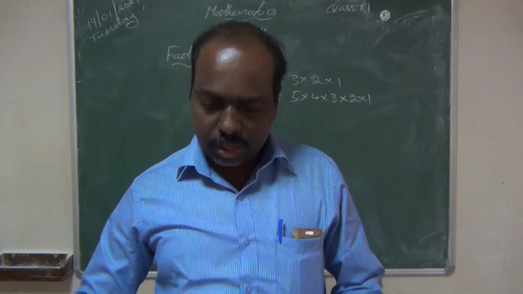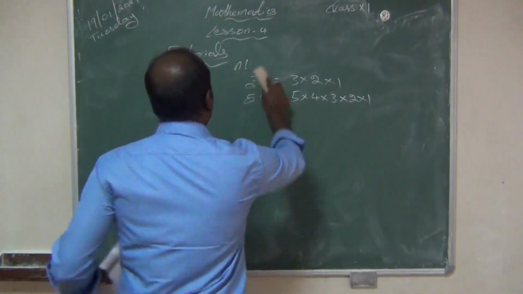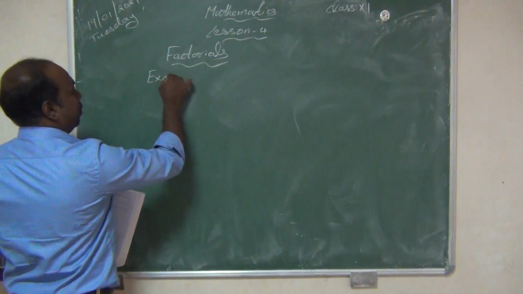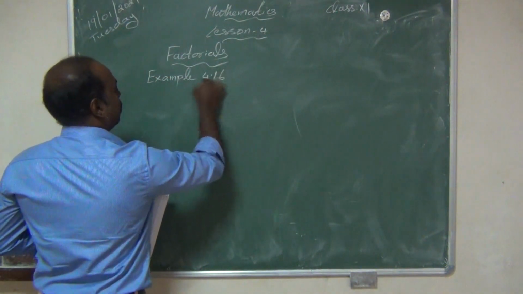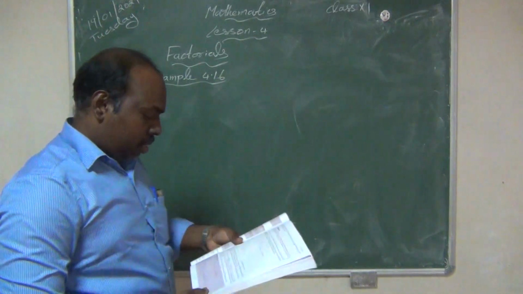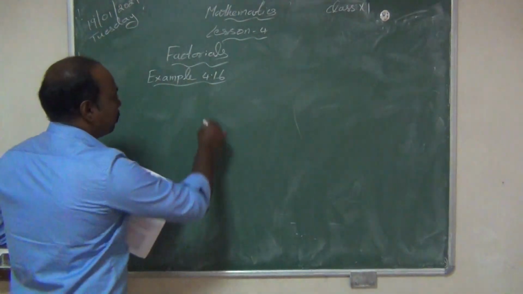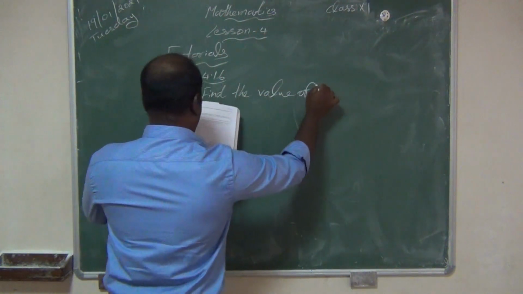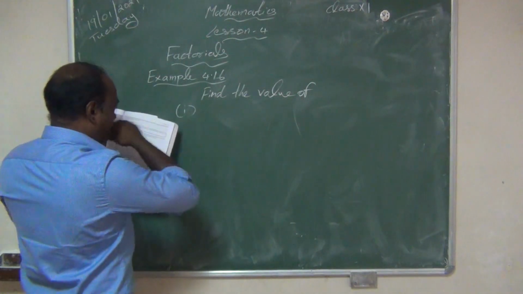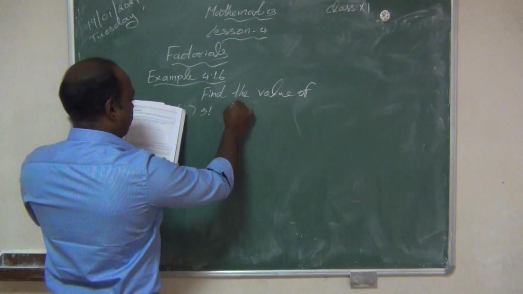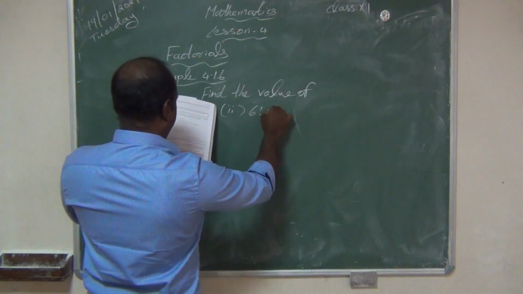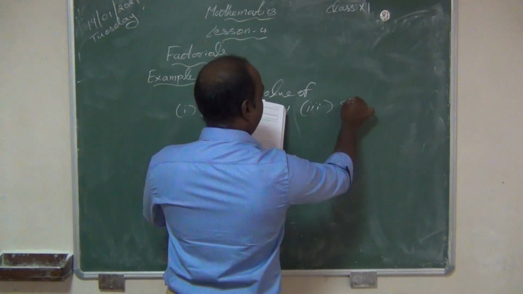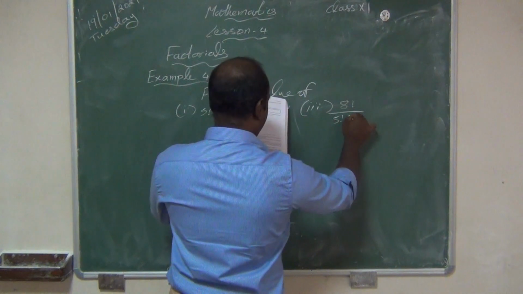Example 4.16. So the question is, find the value of: first part, 5 factorial; second part, 6 factorial minus 5 factorial; third part, 8 factorial divided by 5 factorial into 2 factorial.